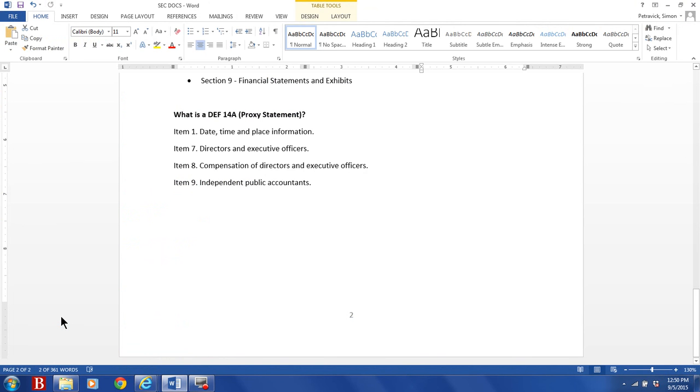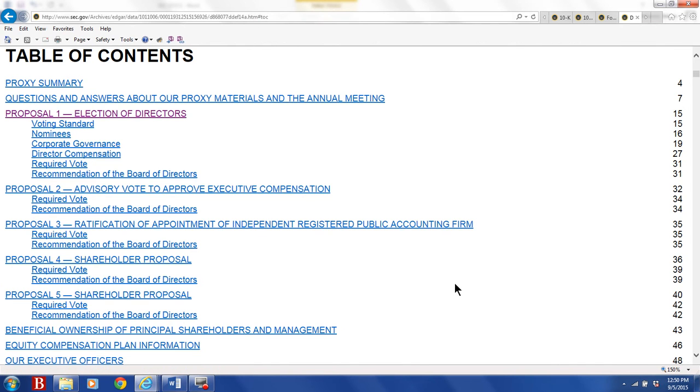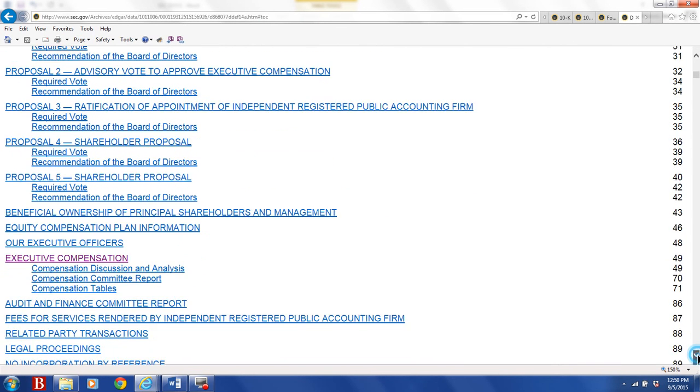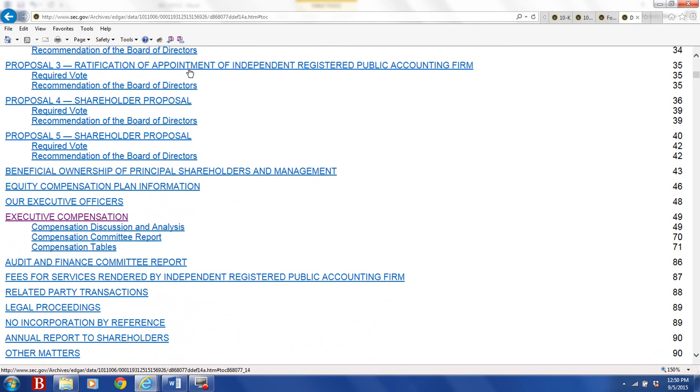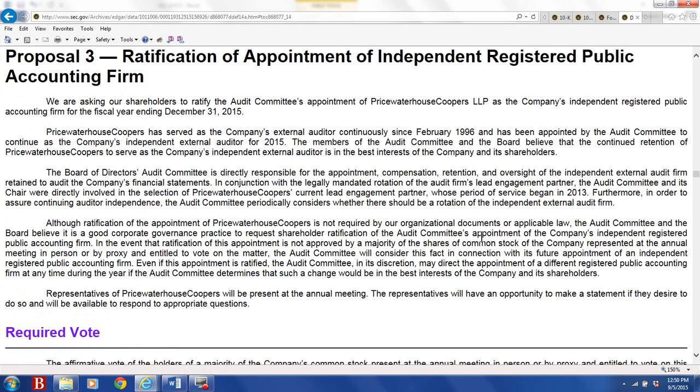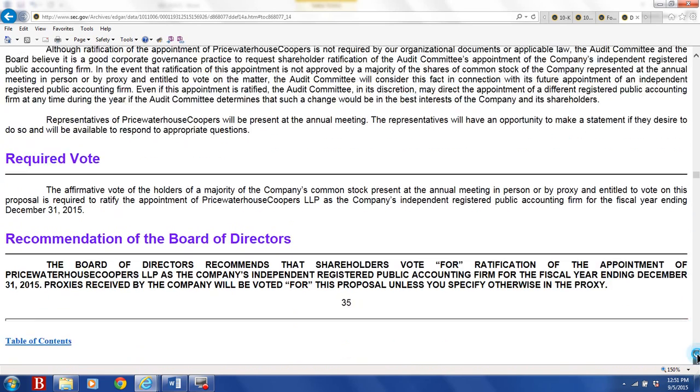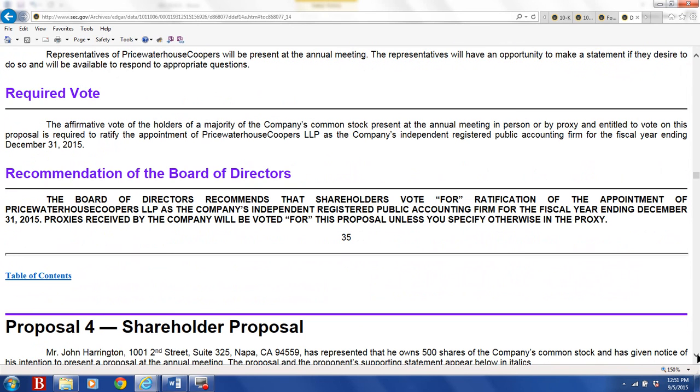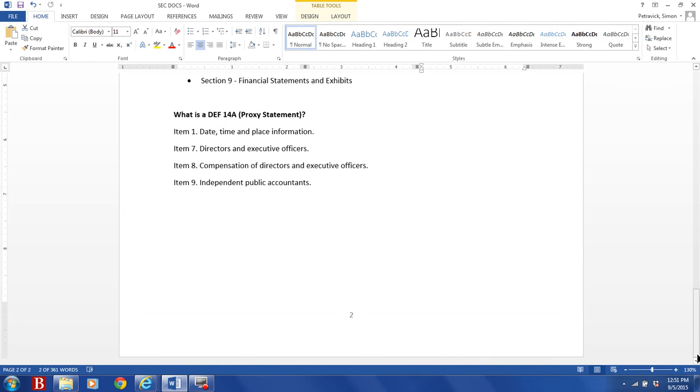Then the last thing in the proxy statement deals with the independent accountants. One item that we can look at is whether or not the stockholders want to approve PricewaterhouseCoopers as being the independent accounting firm for the company. So that's basically a yes/no vote.